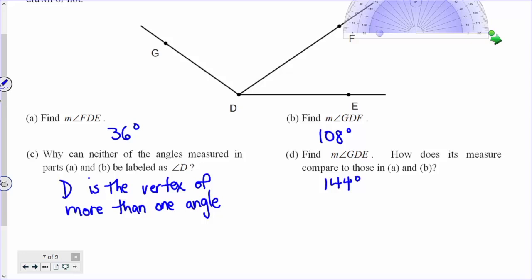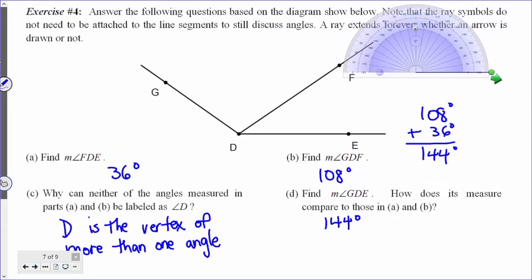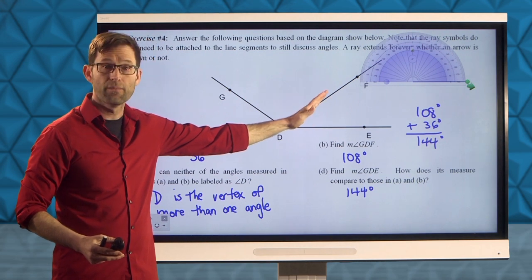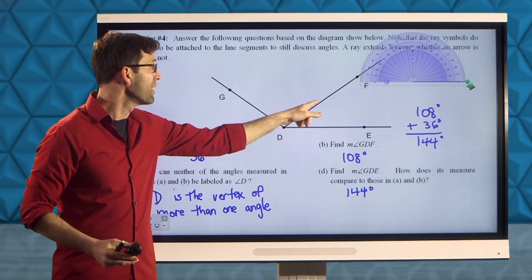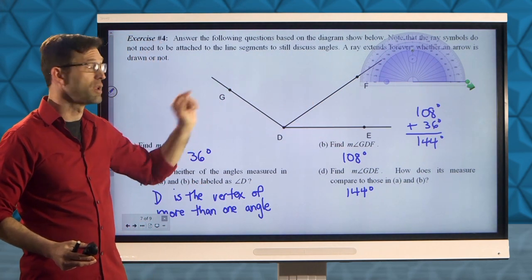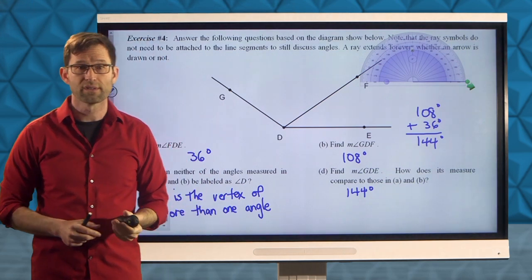Well, if it's not obvious, if we add the 108 to the 36, we get 144. And of course, that should make all the sense in the world. Because what we're doing is we're measuring rotation. If we rotate 36 degrees to get this ray up to here, rotate 108 degrees to get this ray over to here, then to get this ray to rotate all the way over to here, we have 144 degrees.